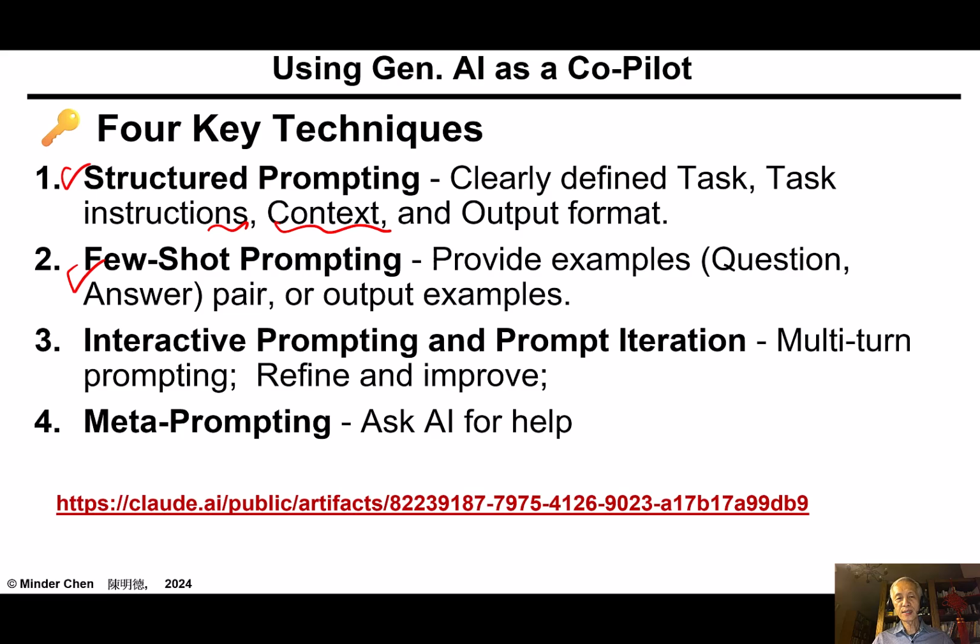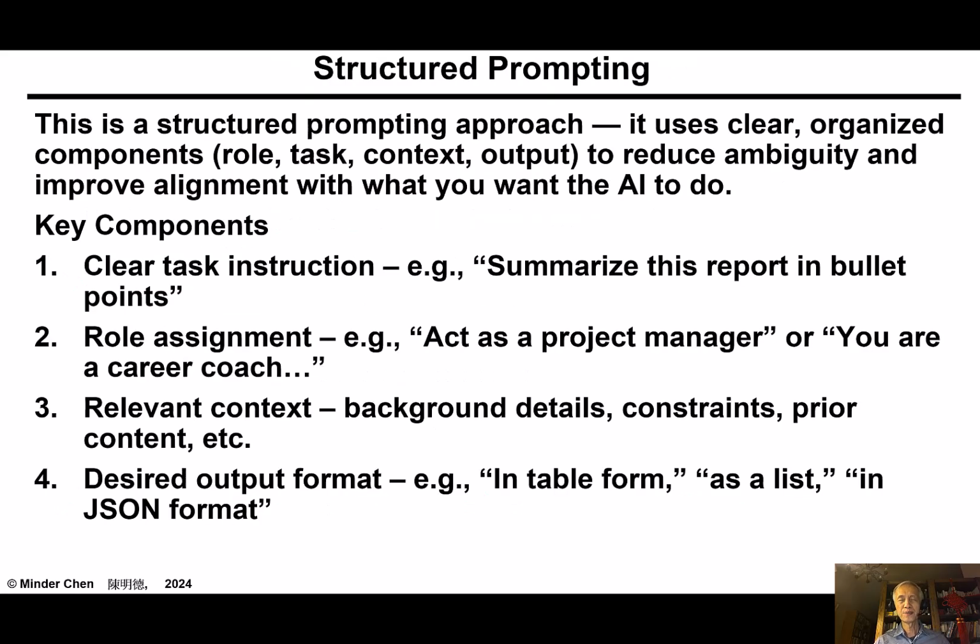The third is interactive prompting or prompt iteration, including multi-turn prompting, which is an interesting approach. In our workflow, we mentioned multi-turn prompting. Meta prompting is asking AI for help. I'll give you an example for each one of these techniques listed here.